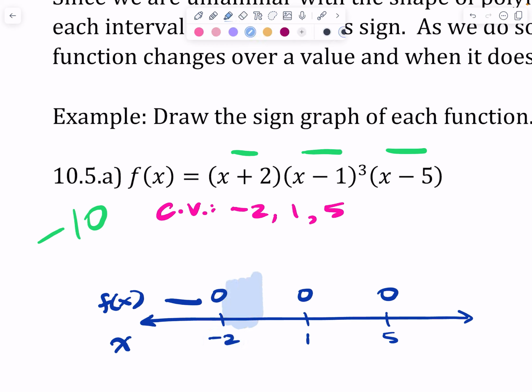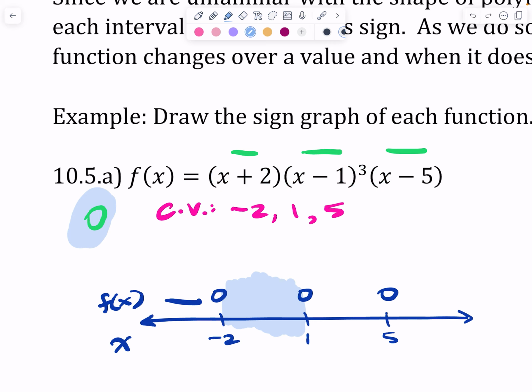Looking at the second one, we need some number from -2 to 1. Not those endpoint values themselves, not -2, not 1, but something in between. And if I have the chance to select 0, I usually go for it. So I'm going to select 0. This is the number we're working with. That's what we're going to plug in to each of these factors.